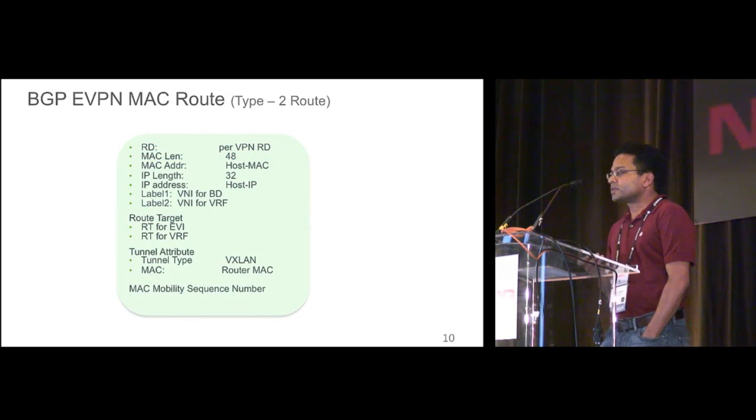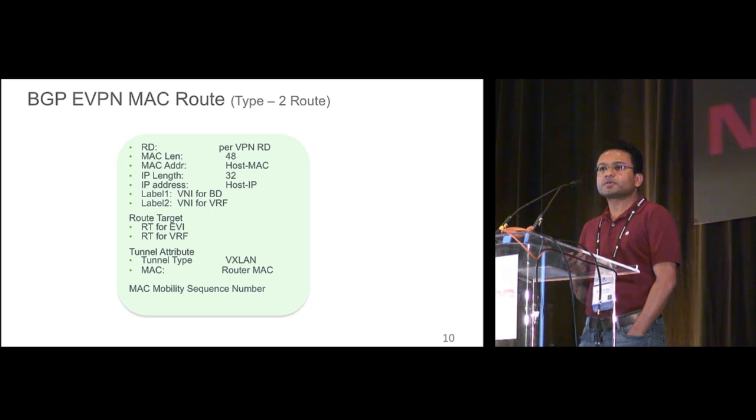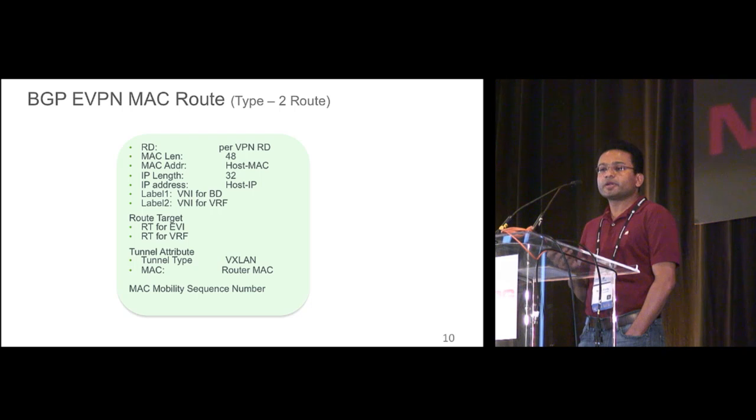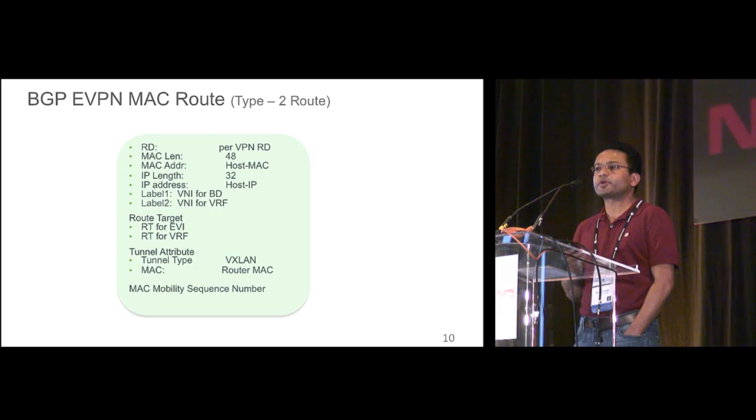So let's look at the type 2 route. Basically, being a multi-protocol BGP, it will need a route distinguisher, and it will have a MAC address. The MAC address is basically pointing to the host MAC, and an IP address, which is the host IP. This can be either an IPv4 host or an IPv6 host, /32 or /128. So both the hosts are supported.